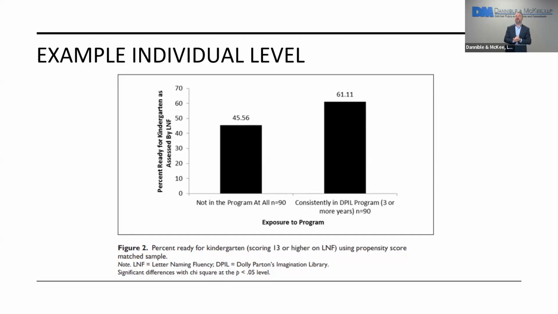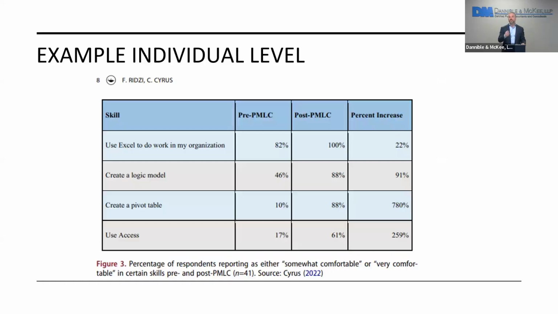And hopefully you can see that the individuals in the program on average are doing much better with that score, in terms of 61% of those are ready for kindergarten versus only 46% are not ready for kindergarten. And so just something there to point out, funders, donors, we don't expect it to be 0 and 100, right? That's not real life. This is an example of real life. This comes from an academic journal.